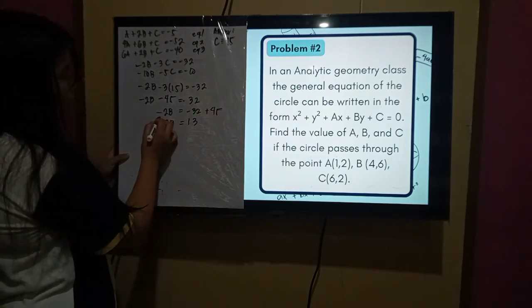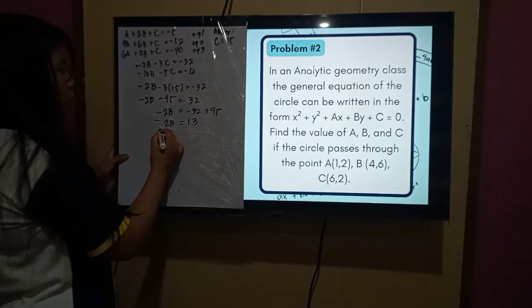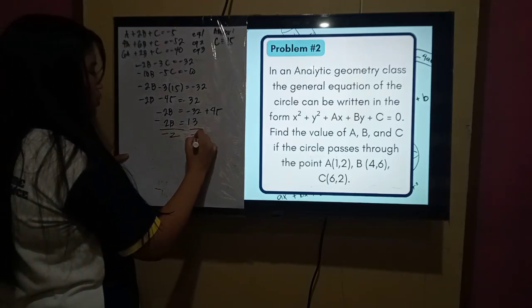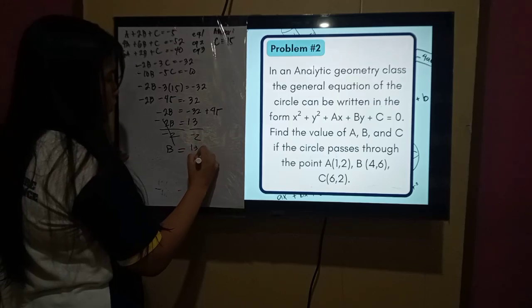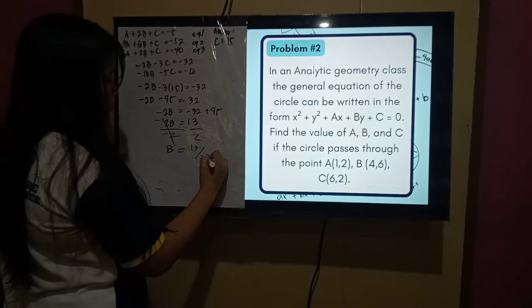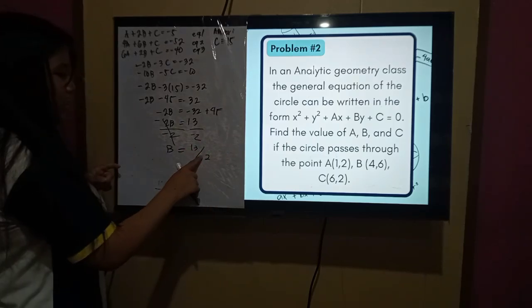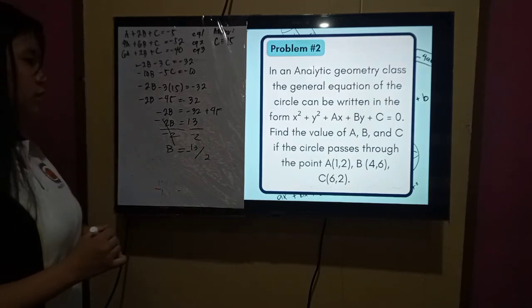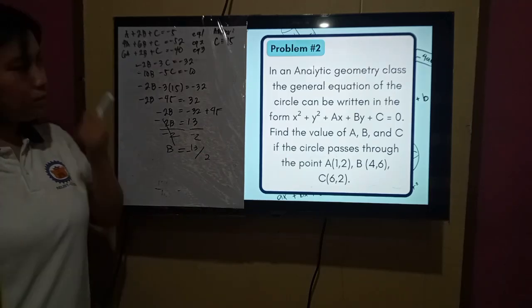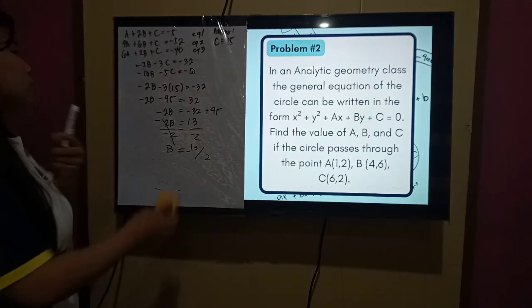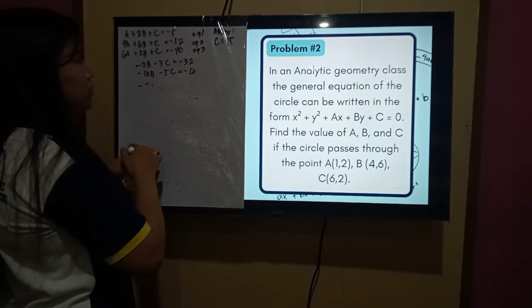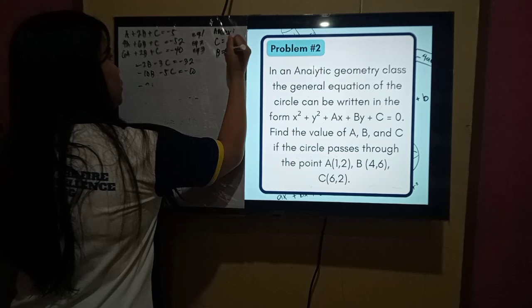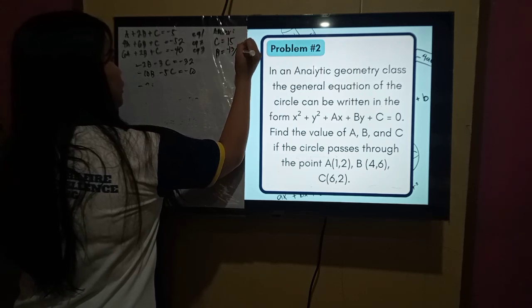So, negative 2B, di ba? So, divide natin siya kay negative 2 both. And makukuha natin yung value ni B, which is 13 over negative 2, or negative, pwede na natin dito siya ilagay. Negative 13 over 2. So, yan. Sulat natin dito. B is equals to negative 13 over 2.